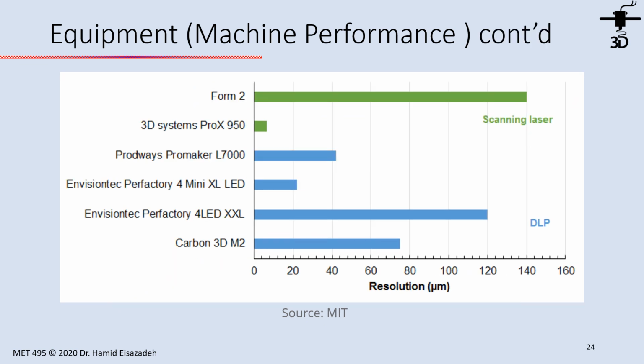Also, we can look at the resolution. As you see, resolution of Form 2 is very coarse compared to other machines. 3D Systems has the best resolution.